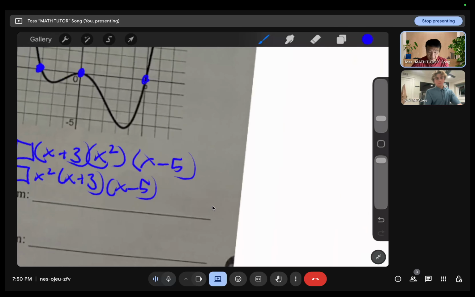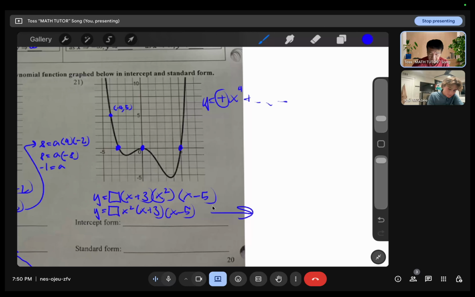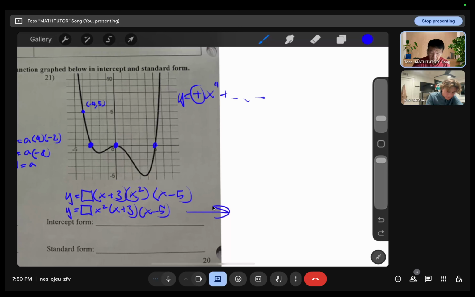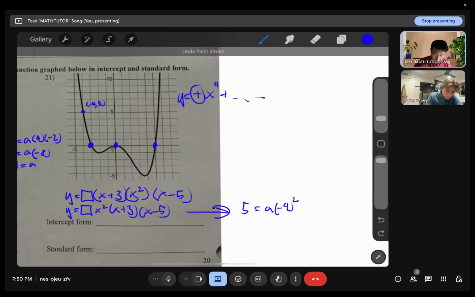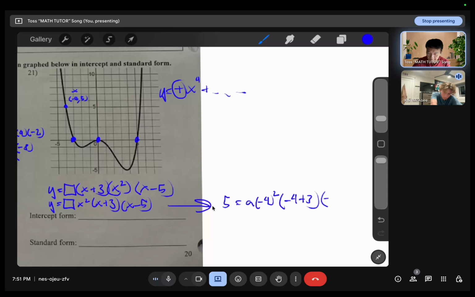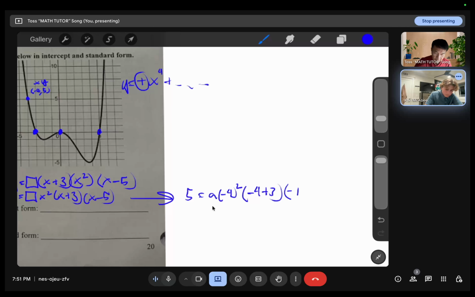But okay, so let's plug it in. I'll plug it in here to get my A. So y is going to be 5. A is what we're going to solve for. X will be -4 squared, and -4 plus 3, -4 minus 5 for x. This is my xy I'm using. Yeah. -4 minus 5. Okay, clean this up.